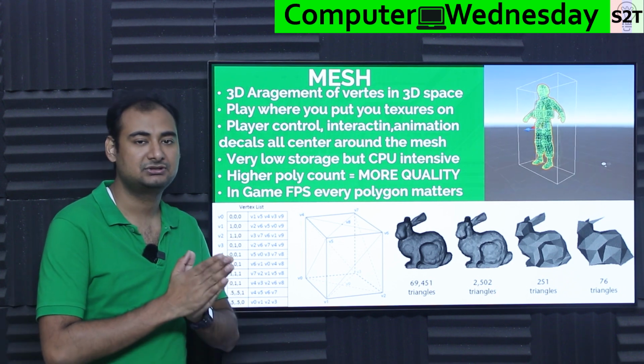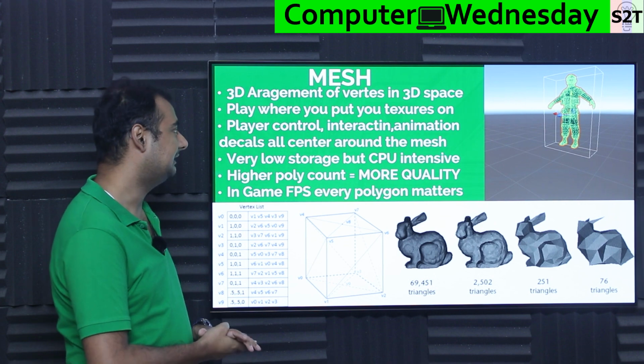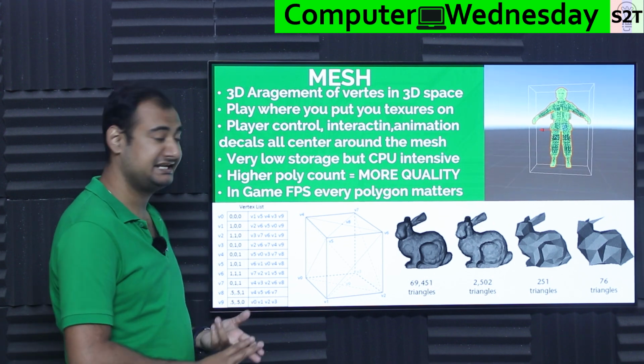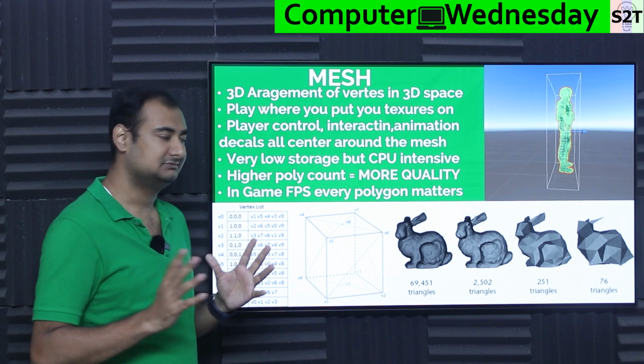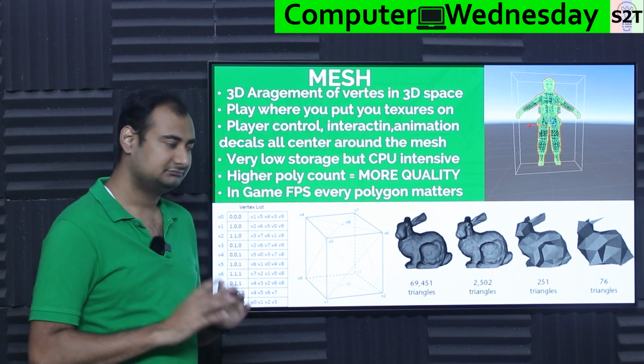Whenever you think about a 3D game, this is what they're interacting with. This is where everything happens. Player control, interaction, animation, decals, and everything centers around the mesh, generally the character mesh itself. So that's how it happens.